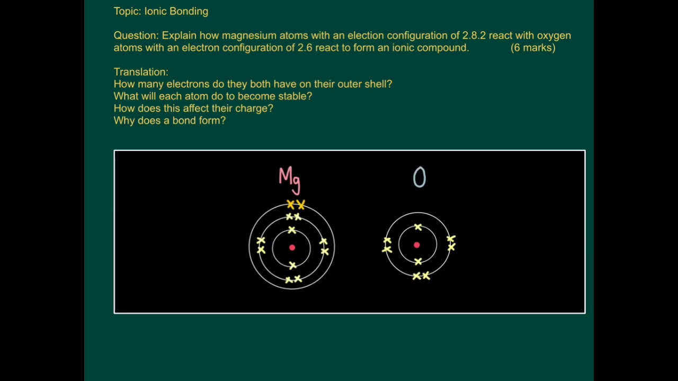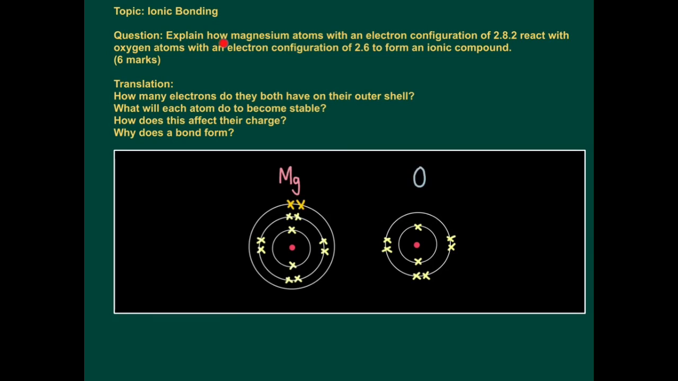In this exam application tutorial, we're looking at ionic bonding, the question for 6 marks. Explain how magnesium atoms with an electron configuration of 2,8,2 react with oxygen atoms with an electron configuration of 2,6 to form an ionic compound. So, break it down into sub-questions.